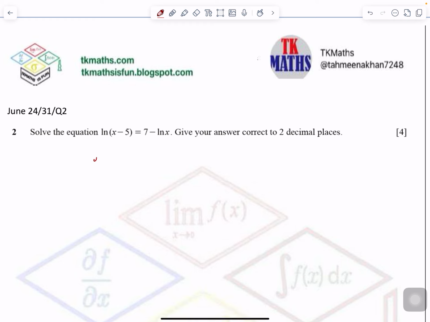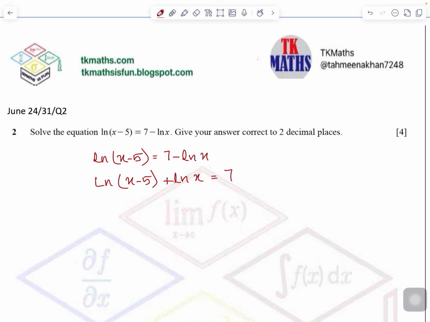So now let's see here. ln of x minus 5 is equal to 7 minus ln x. The question is saying give your answer in 2 decimal places. So now there are 2 terms of ln. I will bring them to one side. There are 2-3 ways to solve it, right? Not just one way. I will tell you 1 or 2 more ways also.